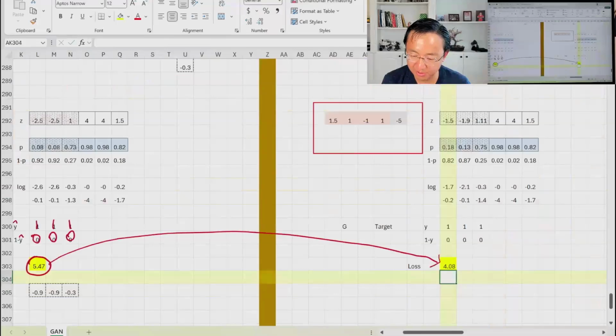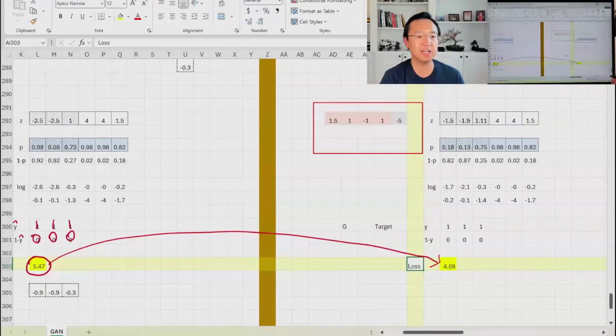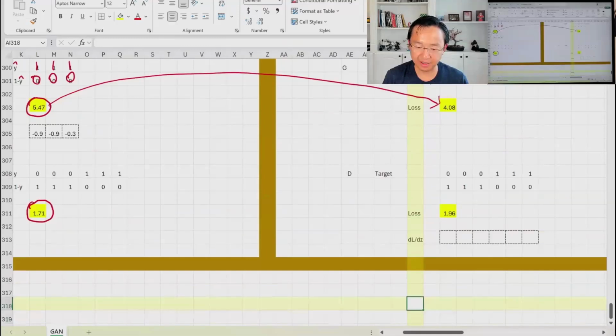Okay, almost done. So okay, now it's going down. Yes, I'm happy. 5.47 becomes 4.08. Okay, so the generator is happy. The loss is going down, but someone is not happy here. Who is not happy? The discriminator is not happy down here because it is moving in the wrong direction.